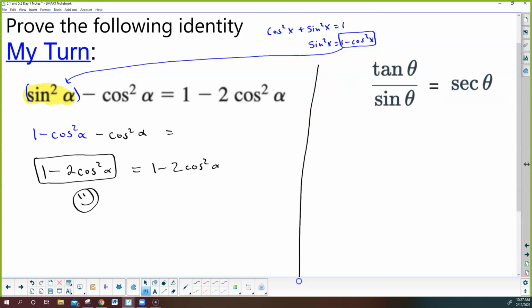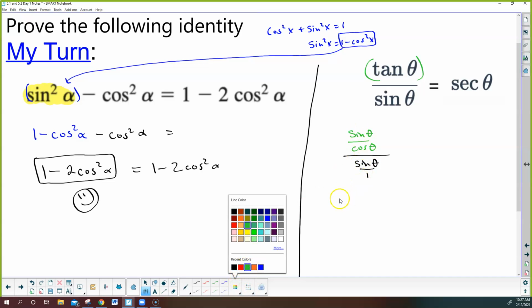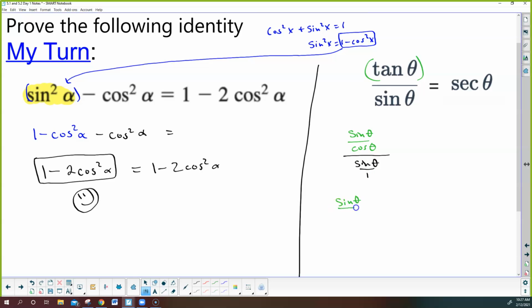Okay. All right, and then this one, nothing crazy, but how can tangent over sine turn into secant? Well, tangent is the same as sine of theta over cosine of theta, but then I'm dividing by sine of theta, which I'm going to turn into sine theta over 1, because that tells me I'm dividing fractions, which means I'm going to change this to multiply by the reciprocal.